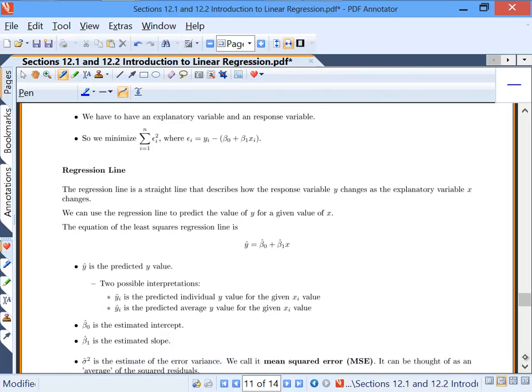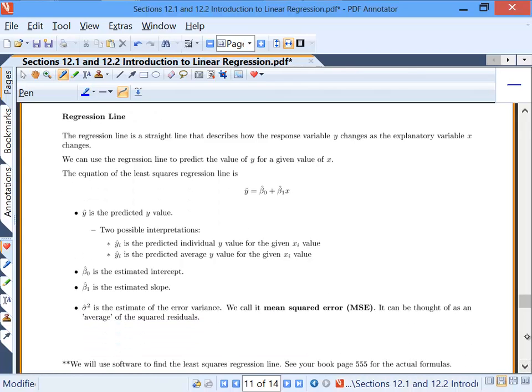So once we find our line of best fit, we can call it our regression line. So again, it's just a straight line, describes how our response variable y changes as the explanatory variable x changes. And we can use it to predict our value of y for a given value of x. And this is the equation for the line that we'll use. So we have y hat equals beta naught hat plus beta 1 hat x. Why do we use all the hats? Yeah, to remind ourselves that we are estimating that. So anytime we're estimating something, we'll put the hat on it. So y hat is our predicted y value.